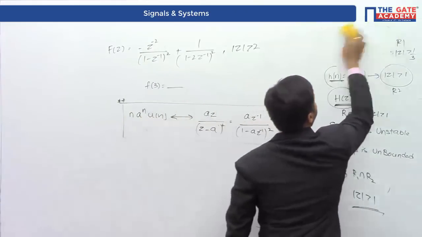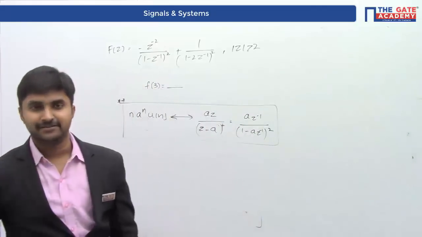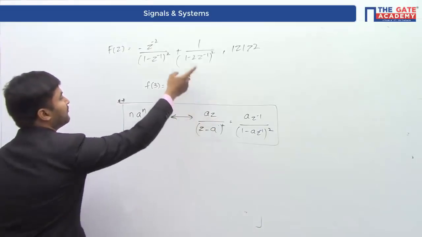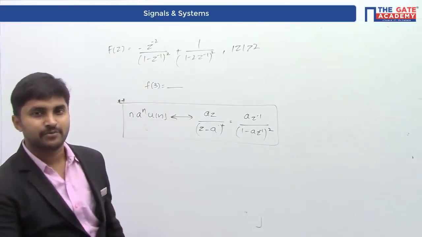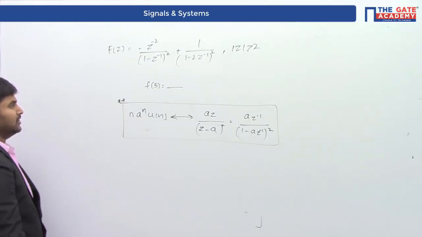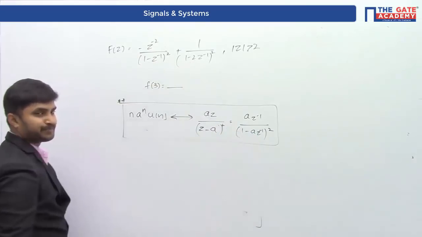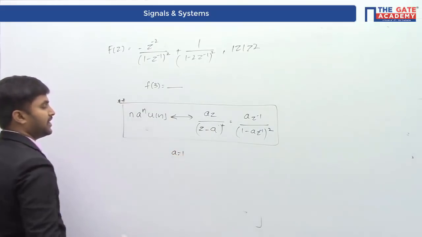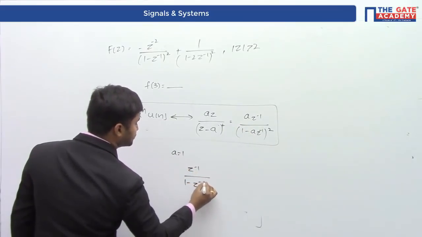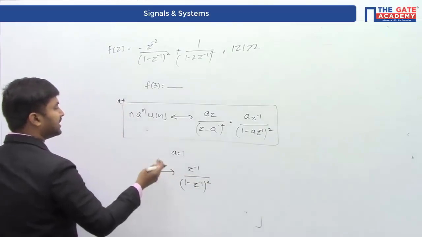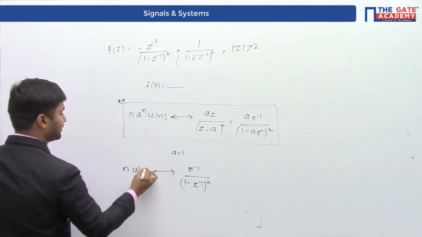So let me erase this part. Clear? Now, based on this, we can find the inverse Z transform of the above function, and only after finding the inverse Z transform can we find the value of f of 3. In both cases, the denominator is almost looking the same. If I take the value of a equal to 1, then I will have z^-1/(1 - z^-1)^2, which has the inverse Z transform n into 1^n, which is nothing but 1 itself, n u of n.